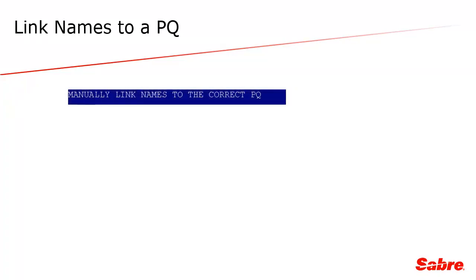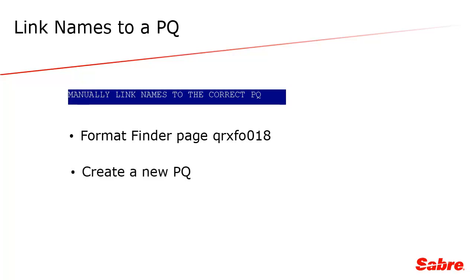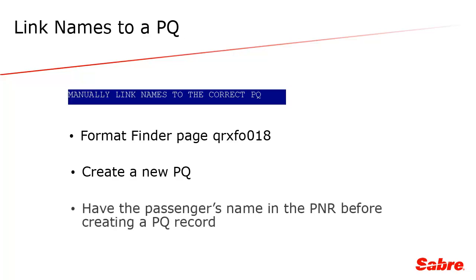You must link a PQ record to a name at end transaction, or you will receive this error message. You cannot overwrite this error. You may correct the situation by using the link passenger name formats listed on the format finder page QRXFO018, or creating a new PQ in the PNR, which is linked to at least one of the passenger names. Best practice is to have the passenger's name in the PNR before you create the PQ record. This helps to avoid any issue related to name linking PQ records.